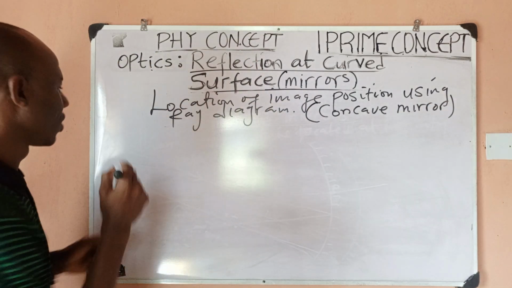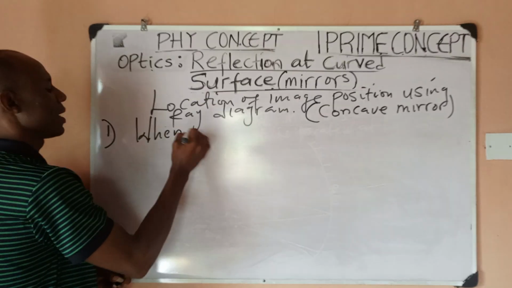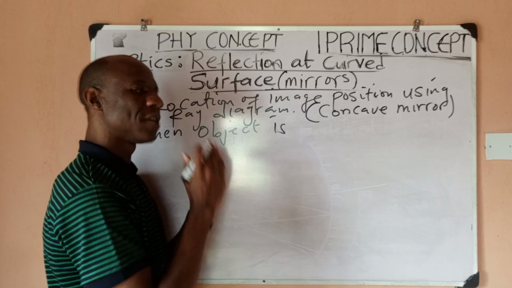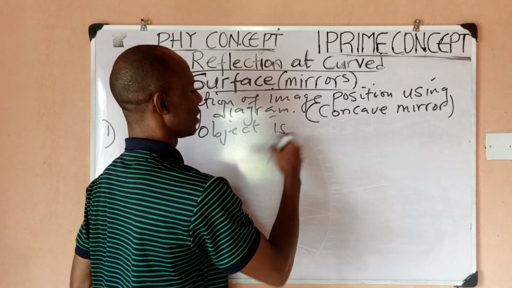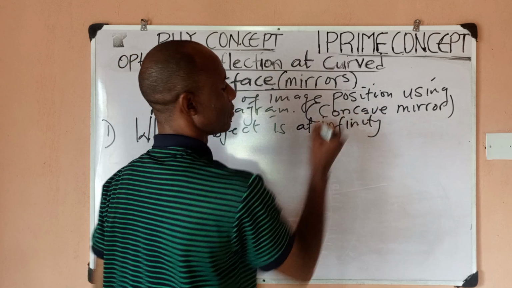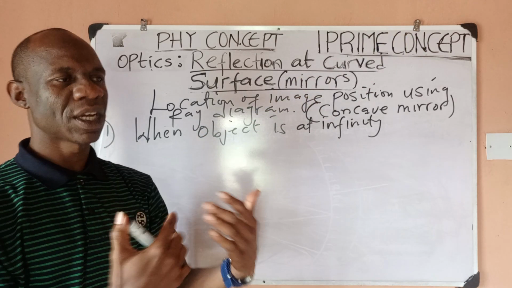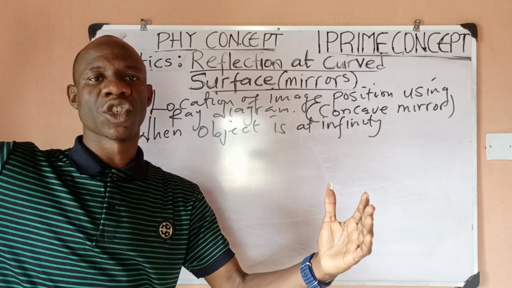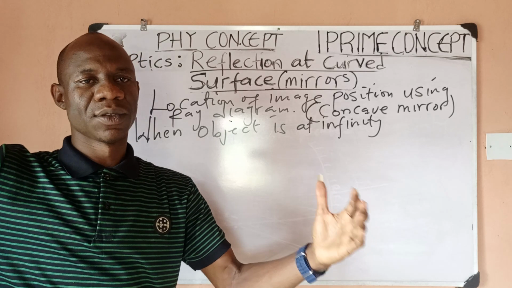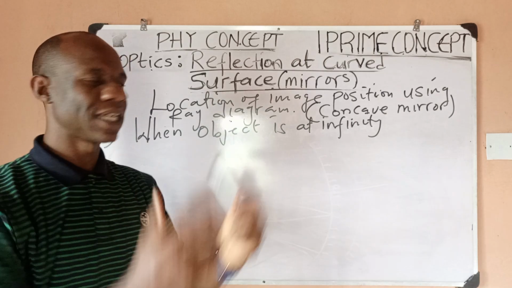Now, the first position we want to consider, number 1, is when the object is at a very far point, so we say it is at infinity. You know that infinity simply means something that is very far, such as when you're trying to view the image of the sun. The sun is at a very far distance, so the sun can be considered to be coming from infinity. So infinity means something that is very far.